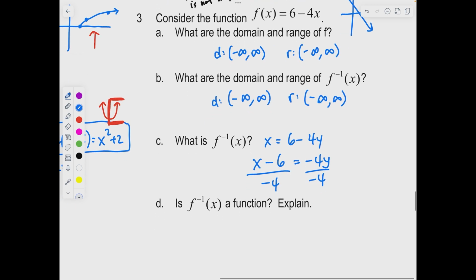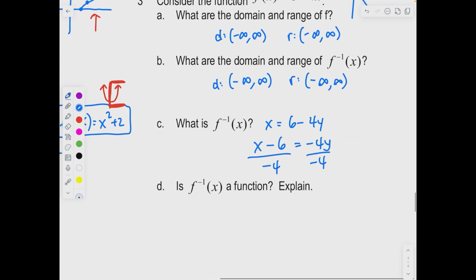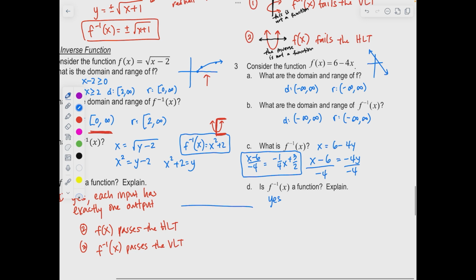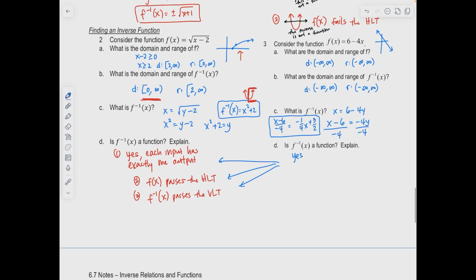Okay, so again, two choices. You could have x minus 6 over negative 4, or you could have negative 1/4 x plus 3/2, because again, the negative 1 over 4 and then negative 6 over negative 4 becomes a plus. Okay, is f of x a function? Yes, it is. Again, same 3 reasons. Any of those 3 will work.